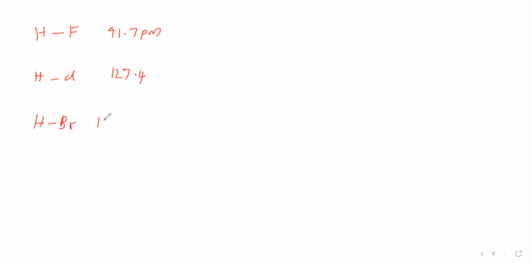HBr 141.4, HI 160.9. Down the group, bond length increases because the size of the halogen increases, we can say.